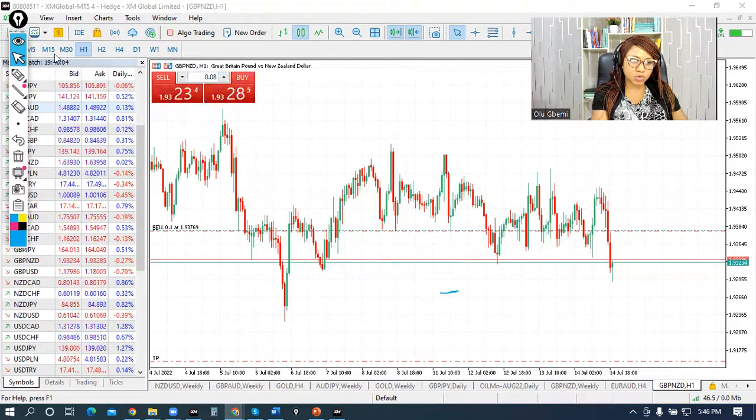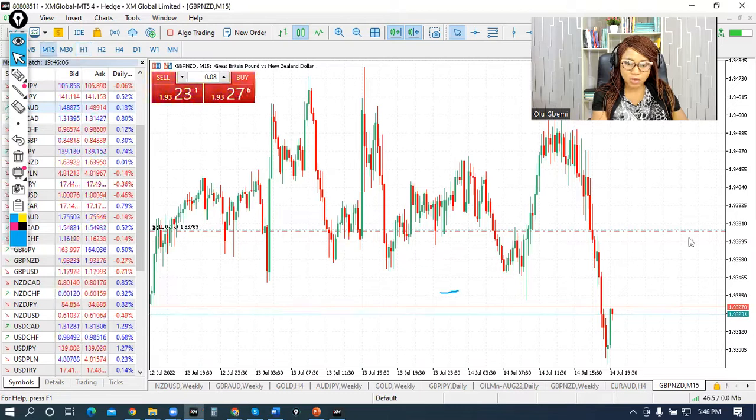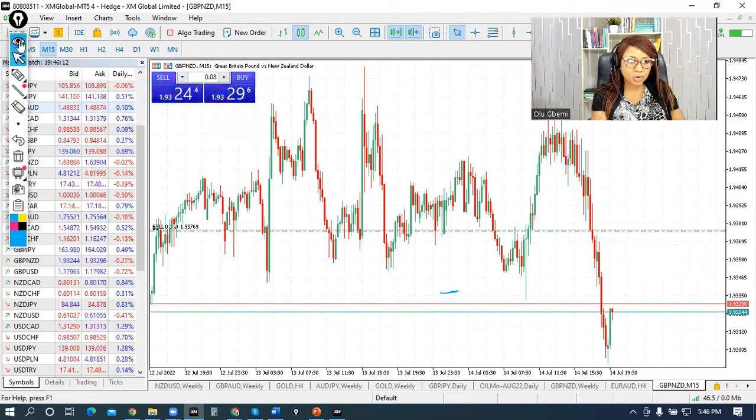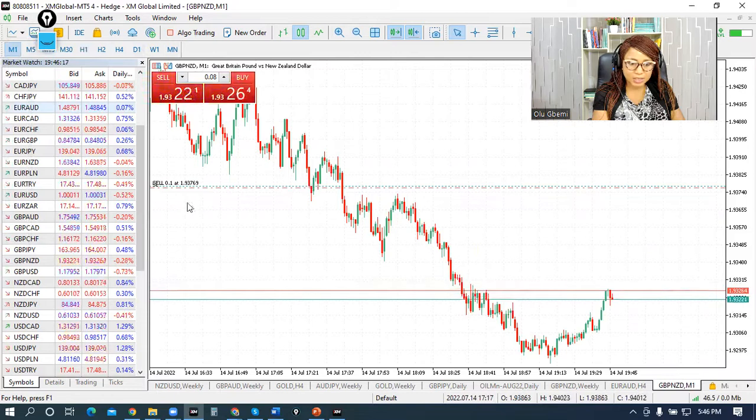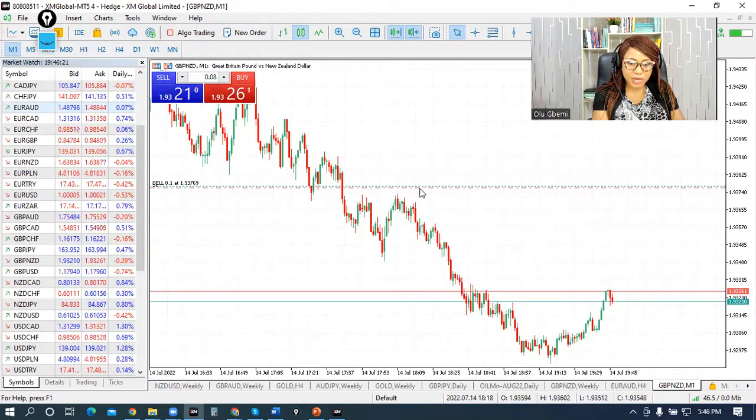Maybe I should go to a lower time frame so that you can see it more. You see, there's a red line there below the green line. So the sell is the green line. Let's go to, let's say, the 1 minute, maybe it shows better there. So you can see the sell point is the green line. The red line here that is just a pinch below is the stop loss.